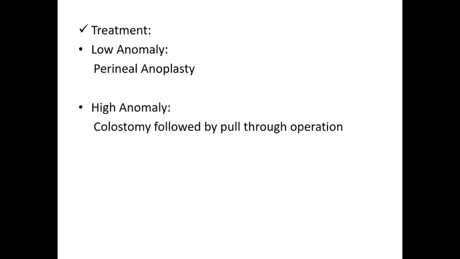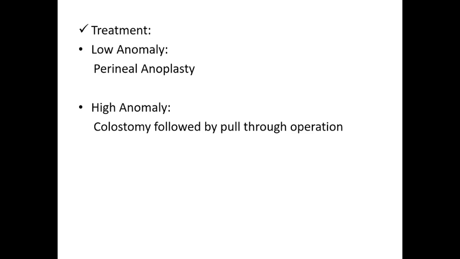Now what is the treatment? If it is a low anomaly, that is, if it opens to the urethral part and the stools come out through the urethra, then the treatment is perineal anoplasty. You have to correct it surgically. If it's a high anomaly, what you do is, you create a colostomy, that is, you artificially create an opening on the abdomen.